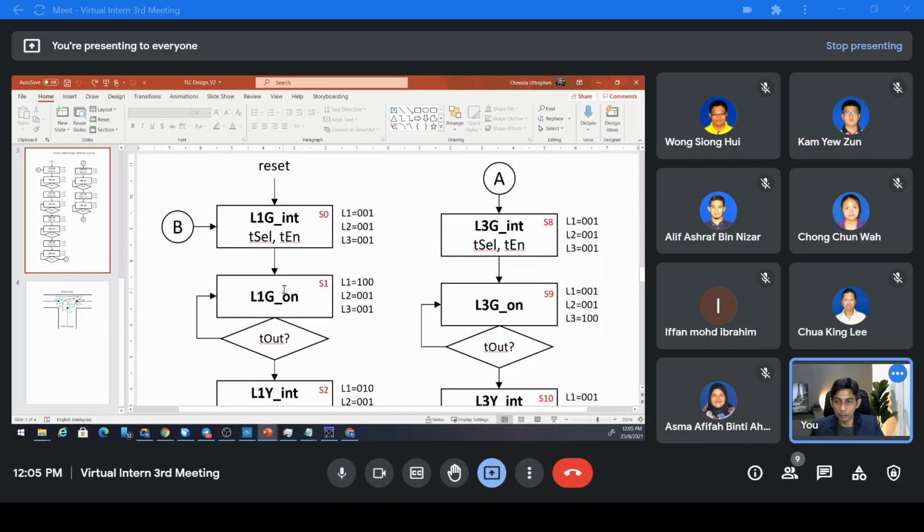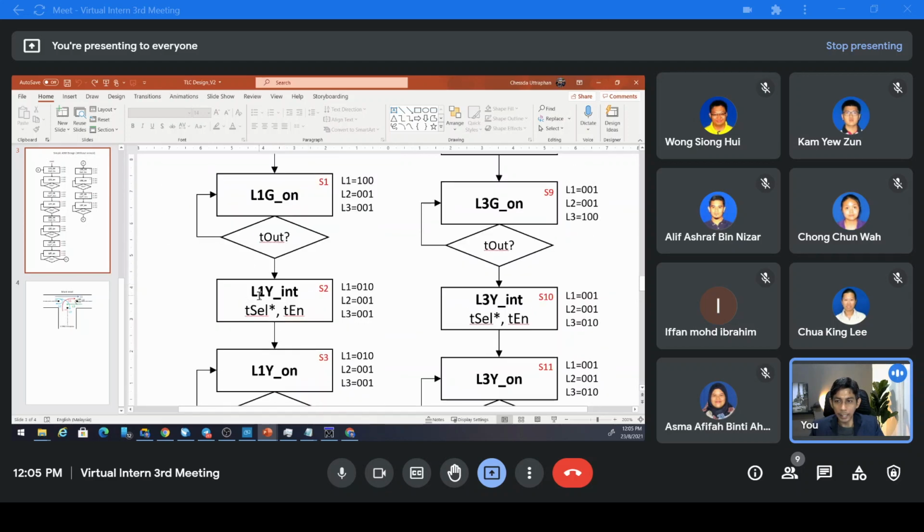Not here, sorry. Here. Next state, which is L1 yellow. All right, because after green must be yellow, right? So we want to initialize the yellow. So of course we can start yellow already. So this is yellow, 0, 1, 0 means yellow, and the others are still red, right? Others still red. Yellow.